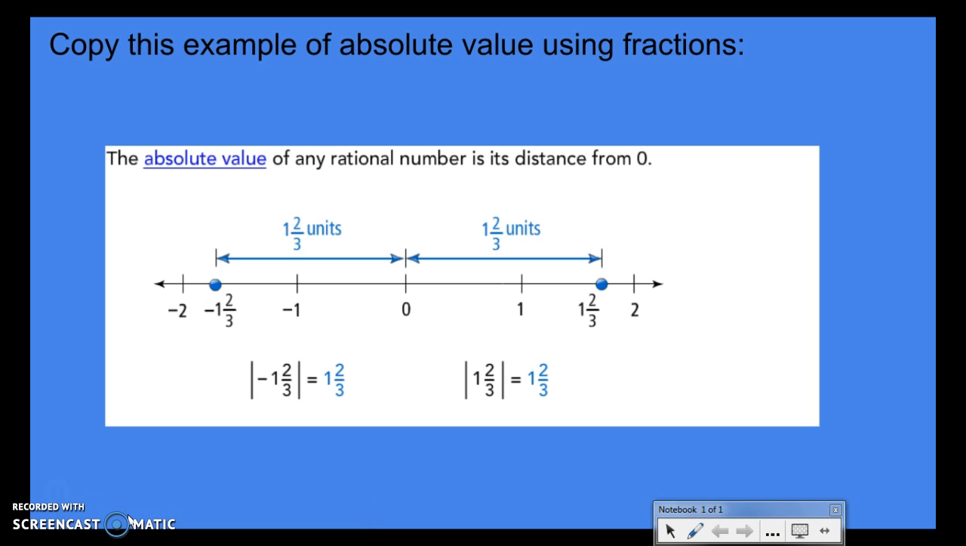Here's another example that I want you to copy down. Everything that has the white background, copy it down. The absolute value of any rational number is the distance from 0. That's the same as the absolute value of any integer. Okay? The only difference is that the rational numbers include fractions and decimals and percents. So, we know that the absolute value of a number is simply how far from 0 it is. So, the absolute value of -1 2/3 is 1 2/3.